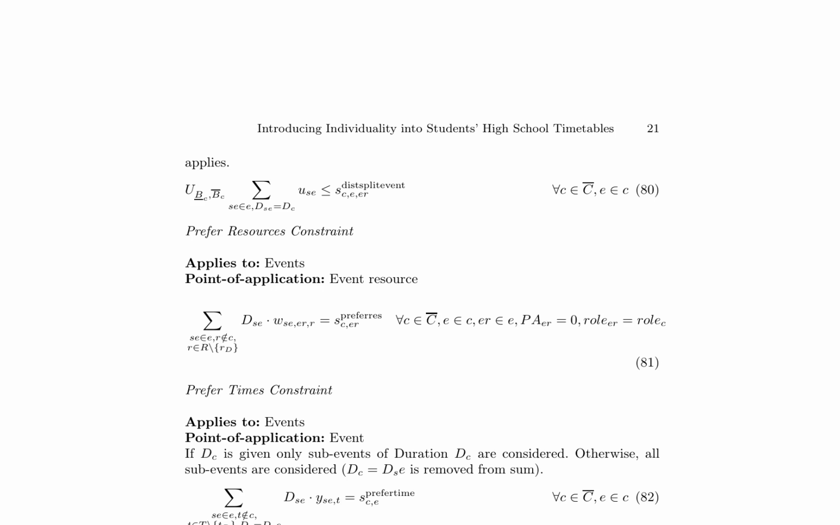The research introduces a novel framework for scheduling events in high school timetables, focusing on individuality and optimization. 7 constraints are formulated to ensure efficient and personalized timetables. The prefer resources constraint considers resource availability, while the preferred times constraint schedules events within preferred time slots. The avoid split assignments constraint and spread events constraint optimize event grouping and distribution.